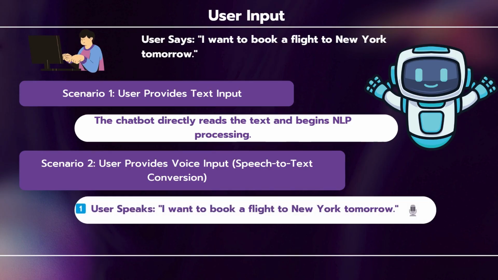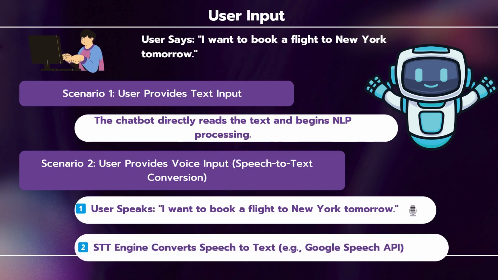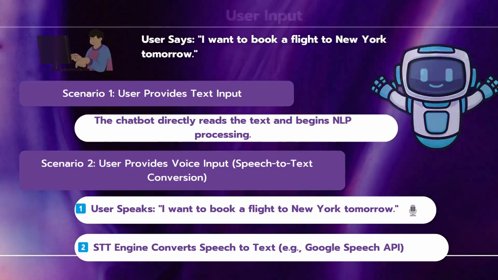In scenario 2, the user provides a voice input, which requires an additional step. First, the user speaks their request. Again, I want to book a flight to New York tomorrow. This spoken input is then processed by a speech-to-text, or STT, engine, such as Google Speech API. The STT engine converts the voice into text, making it readable by the chatbot. Once converted, the chatbot processes it just like text input using NLP. This process ensures that users can communicate with chatbots in a natural and flexible manner, whether by typing or speaking. In the next section, we'll explore how the chatbot processes this input using NLP techniques.